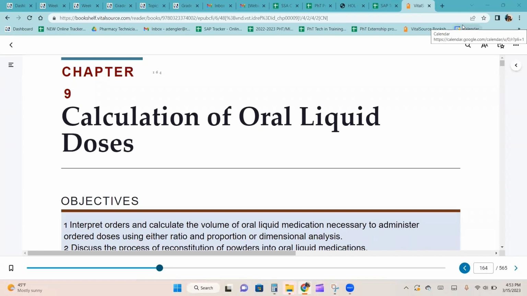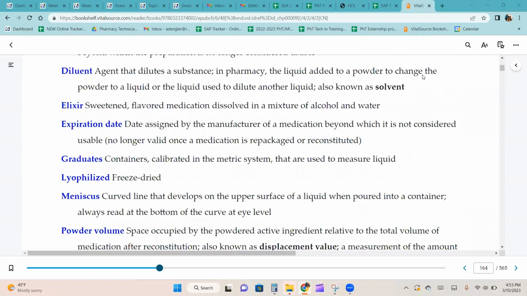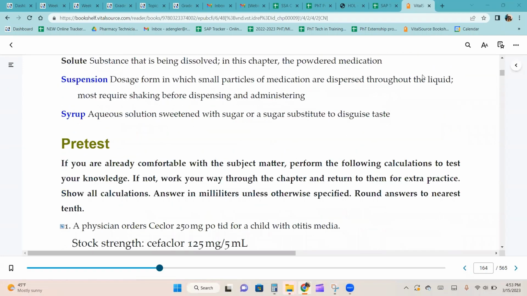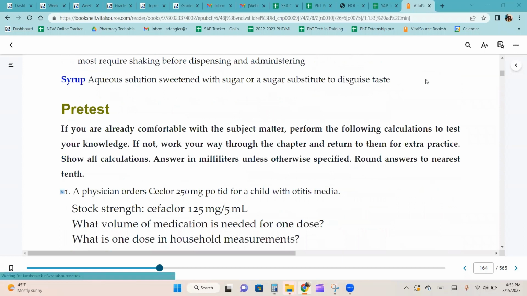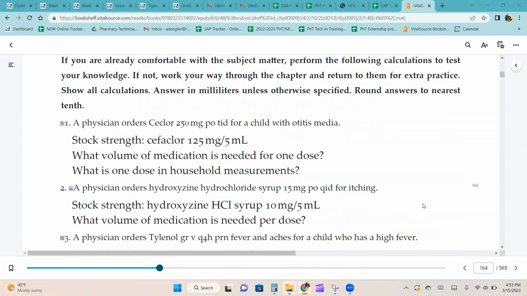Chapter 9, calculation of oral liquid doses. We'll skip past the terms and definitions because we'll cover them in the chapter. If you're already comfortable with the subject matter, perform this pre-test to test your knowledge. If not, work through the chapter and return to this for extra practice.